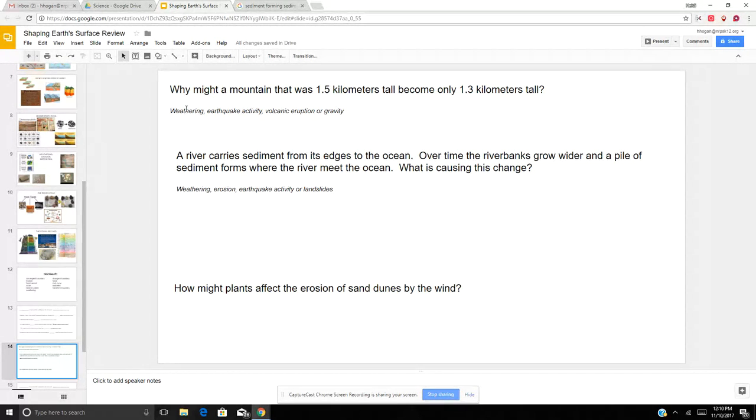Would it be weathering? Would a mountain get shorter because of earthquake activity? Would a mountain get shorter because of volcanic eruption? Or would a mountain get shorter because of gravity?